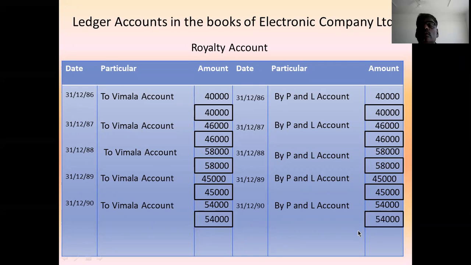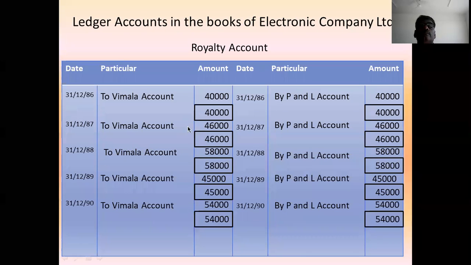Total 54,000. Okay, you see once again, debit side year-end date, credit side year-end date, debit side to lessor name, amount, royalty column, credit side by P&L account, amount, royalty column. Clear? Very simple.